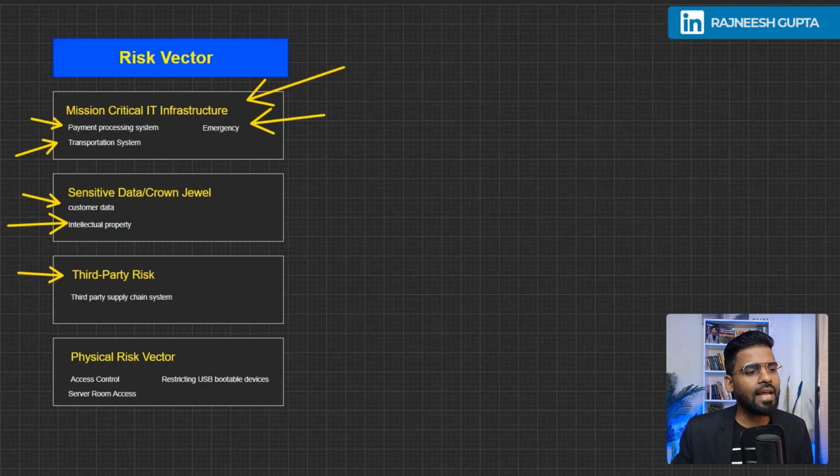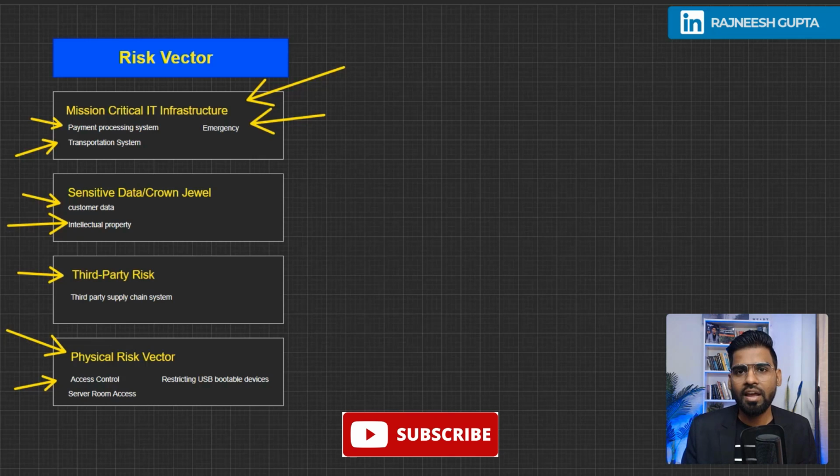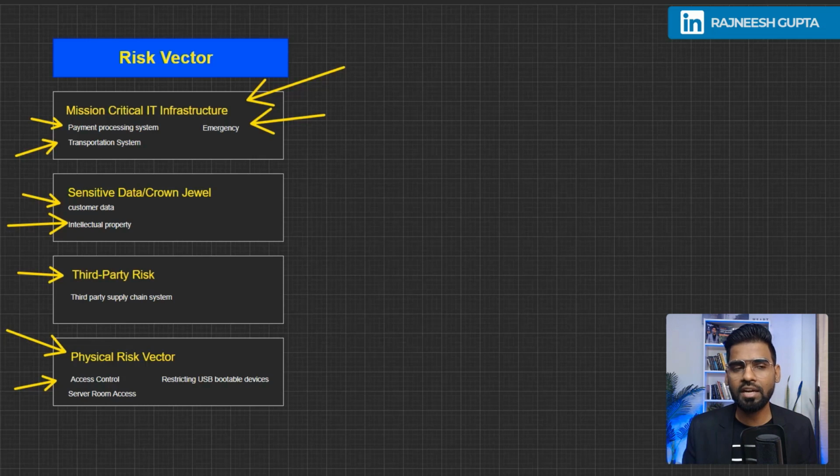All right, so next we have physical risk factors, or vectors. In the physical risk vector, there are quite a lot of things involved, like access control, such as a mantrap, right? We need to make sure that for those who come into the organization, we have enough resources to check if they are all legitimate people coming inside, looking at their ID cards and everything. We have enough CCTV cameras and all those things, right?